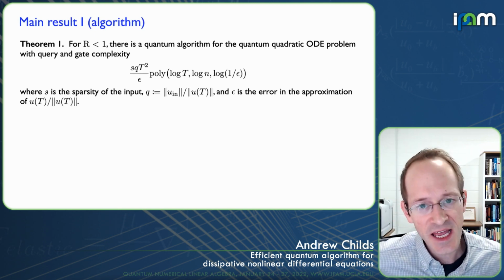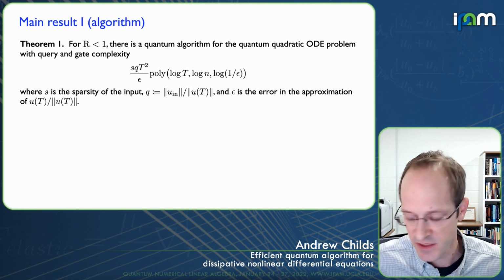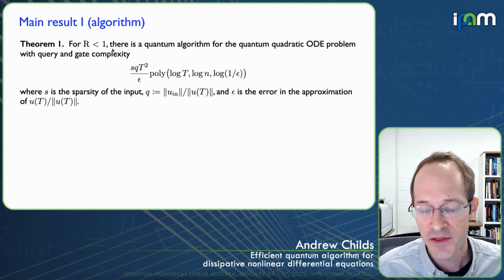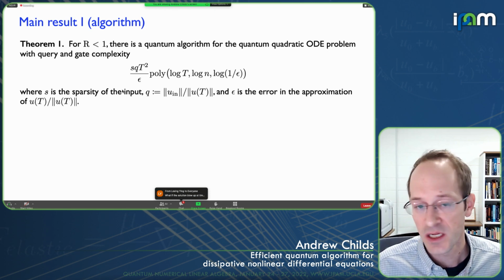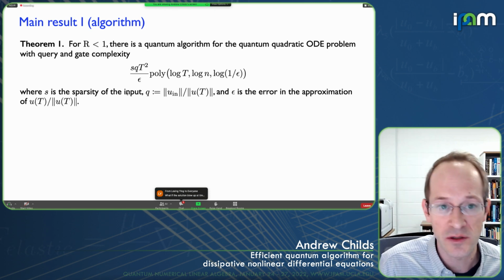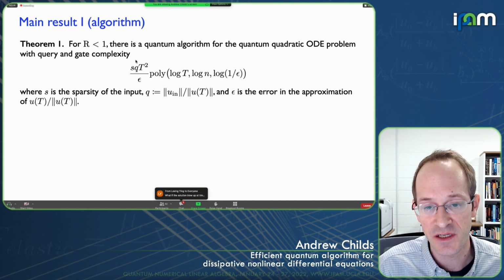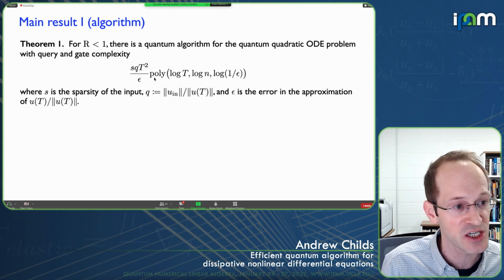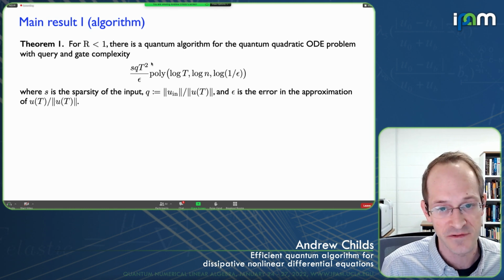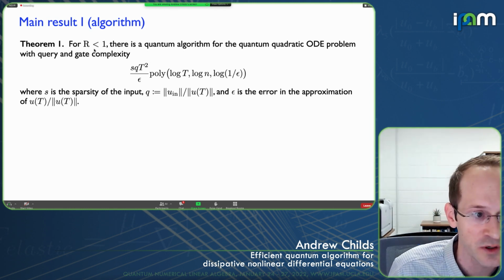So what this result says is that if R is not too big, specifically if R is less than 1, then there's a quantum algorithm for this problem that has polynomial query and gate complexity. Specifically, the complexity is only quadratic in the evolution time, right? So this is exponentially better than the result of Leighton and Osborne if we're in this regime where our algorithm applies.